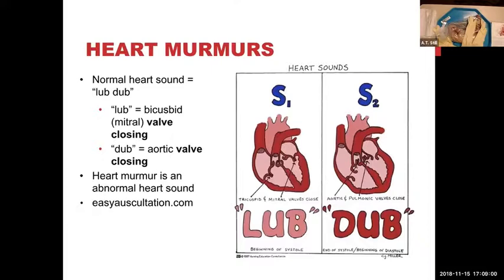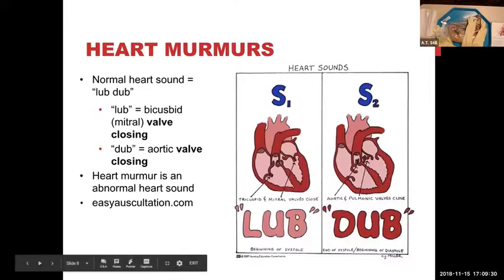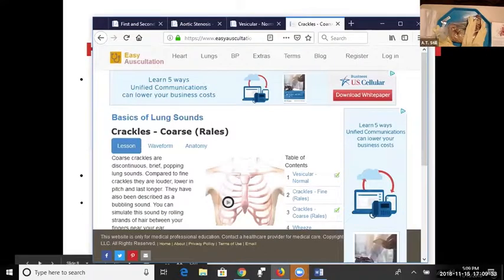So the lub portion of the heart sound is the bicuspid or the mitral valve closing, and the dub sound is the aortic valve closing. And then if there's a problem with the heart valves, let's say one of them doesn't close all the way, then we're going to hear an abnormal heart sound called a murmur. These sound like a whoosh sound on top of the regular heartbeats that you would hear. So I have some examples for you guys to listen to.